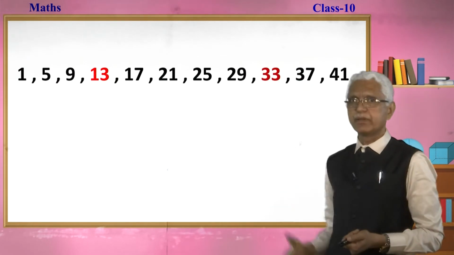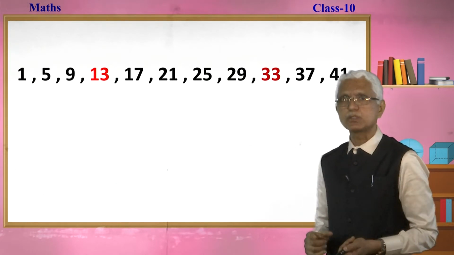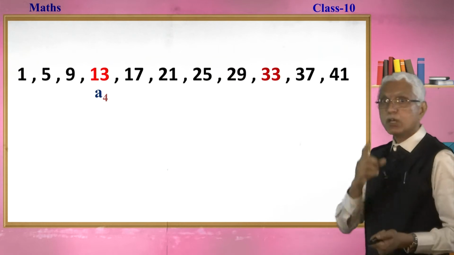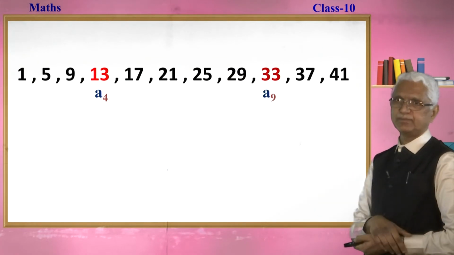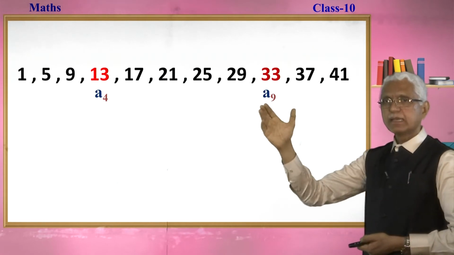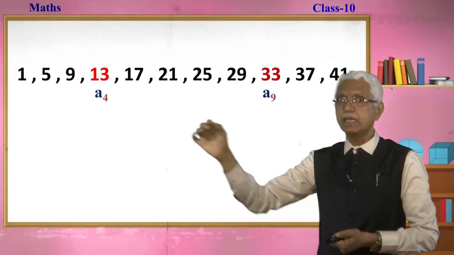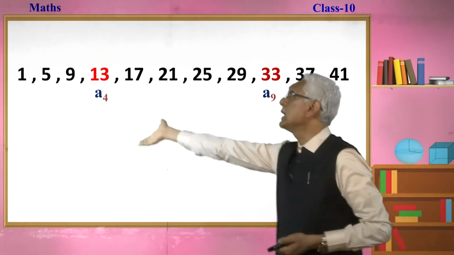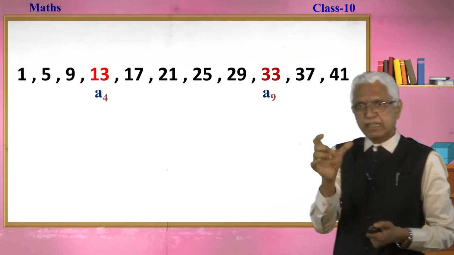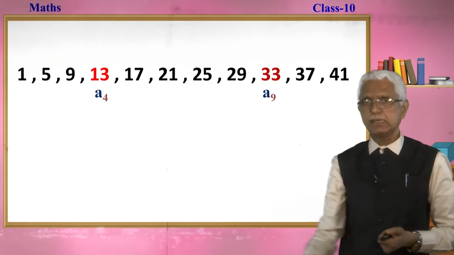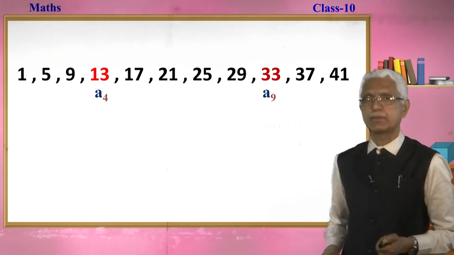There is an AP given. 13 and 33 are marked red. Maybe they are giving importance to that. Yes. 4th term is 13, 9th term is 33. See, in the examination, how will they give you the problem? In an AP, 4th term is 13, 9th term is 33. They won't give you the whole AP. They will give you only 2 terms.